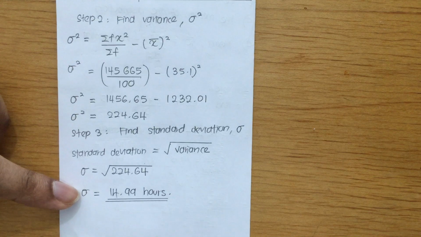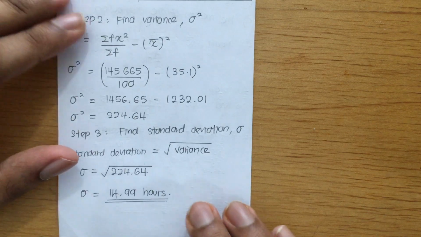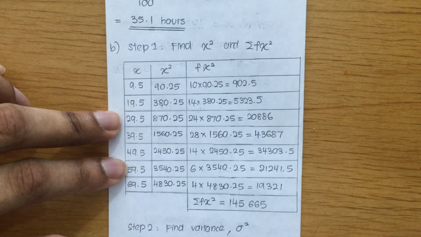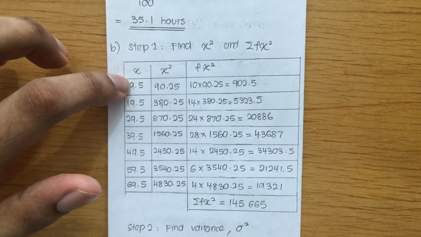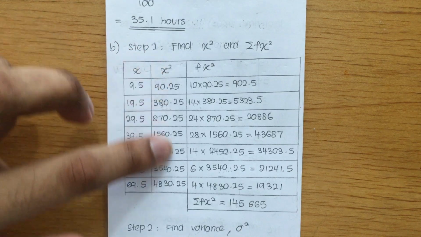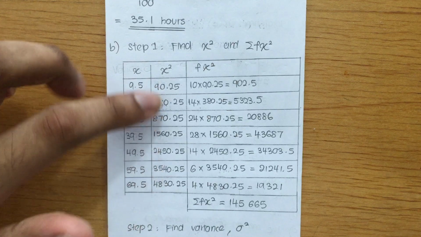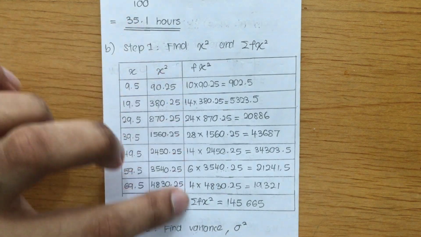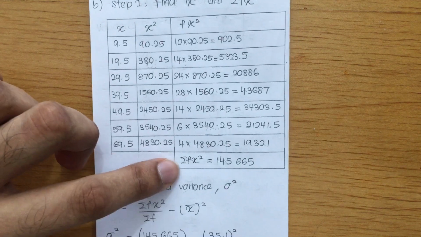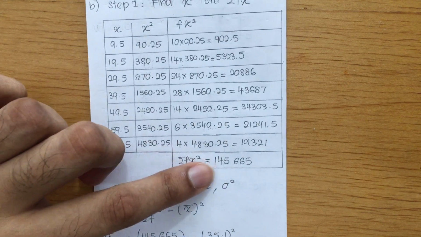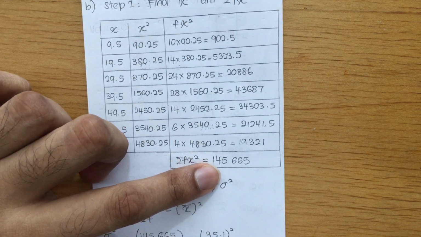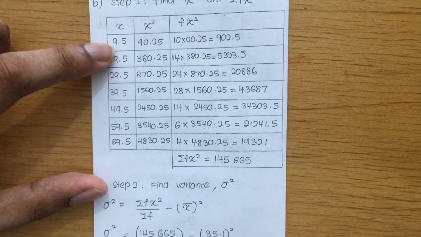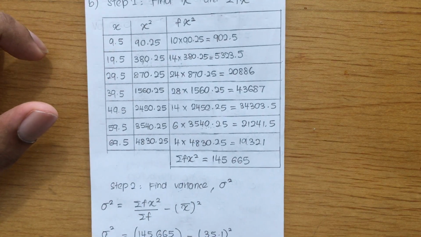Okay, we have already solved the standard deviation. Let me just give you a short recap, guys. Some of you might not understand. For this, you need to find the midpoint square. This is the list of data of midpoint square, and this is the list of frequency times midpoint square. I hope you are clear. And this is the summation of fx square, which you get is 145,665.